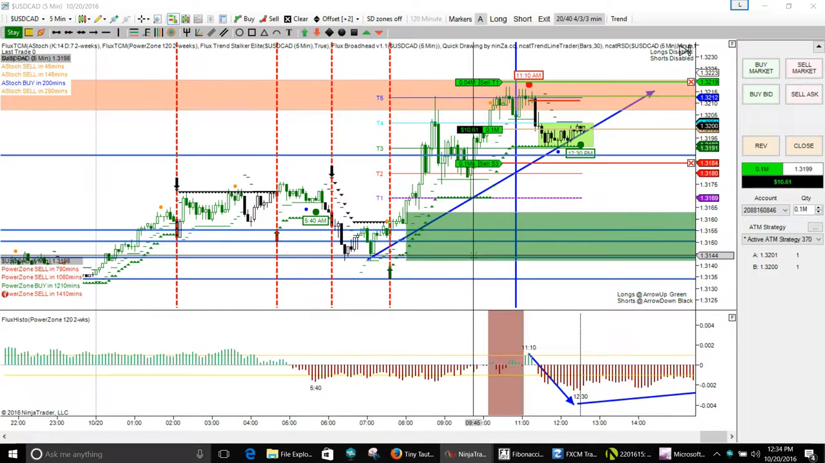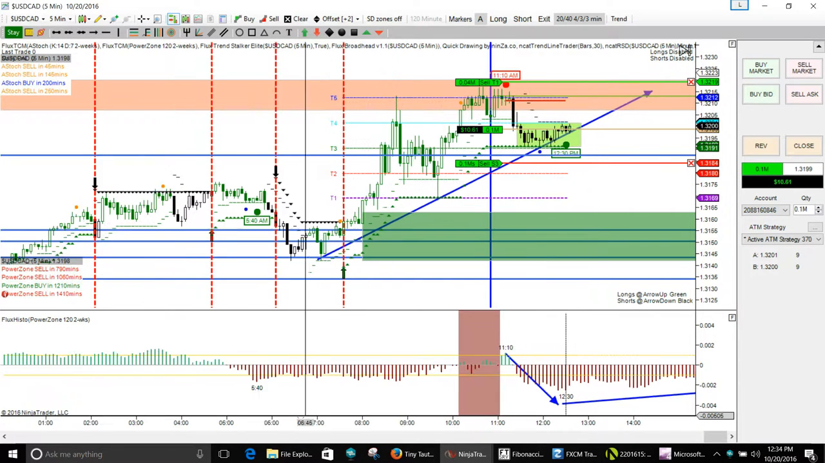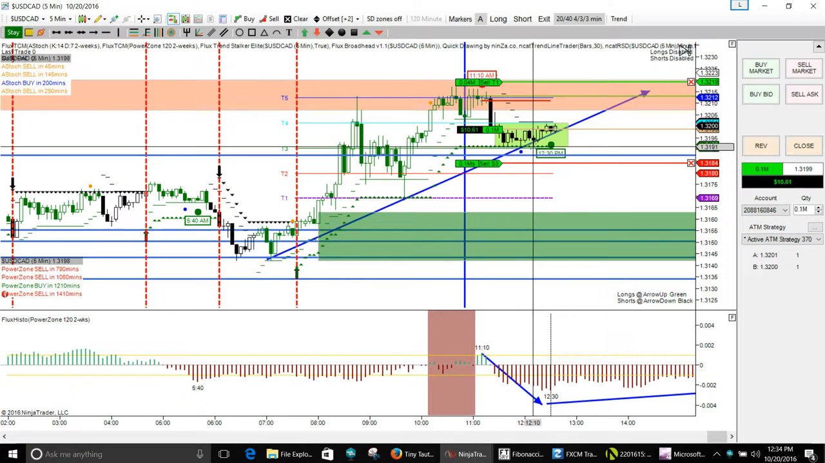Welcome back, traders. Trading the US dollar Canadian. Again, I like to call this the aka cash machine. Okay, we took that buy marker. We closed right out at 91, right there, exactly to the pip.